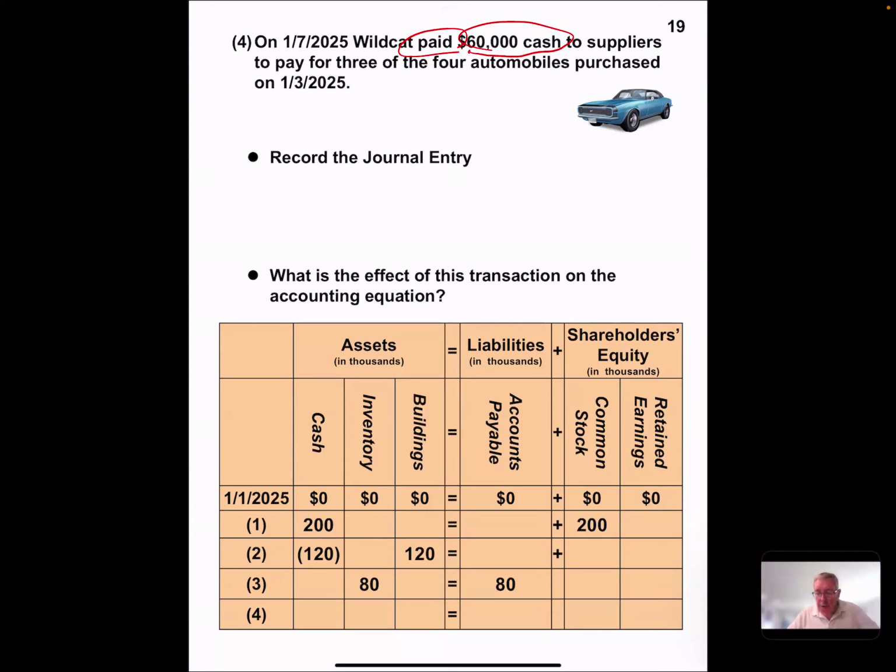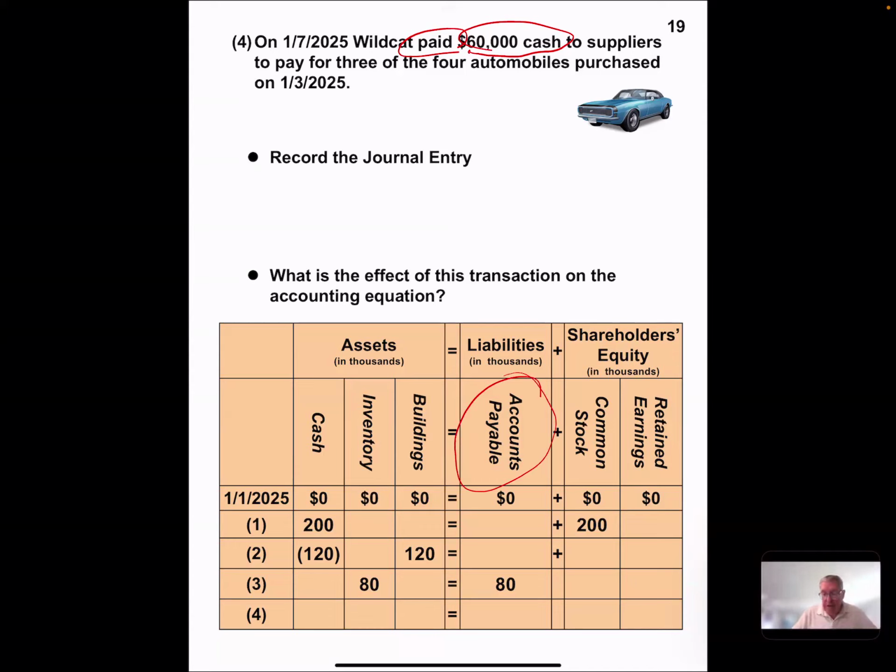How do we record cash going down? Well, cash is an asset. To record a decrease in an asset, we credit it. So let's keep that in the back of our mind. We're going to have a credit to cash for $60,000, which means we need a debit. We wouldn't debit inventory here. We already recorded the cost of these 4 cars that we bought. We're not buying more cars in this transaction. We're paying the vendor for what we owe. We're paying off part of that accounts payable.